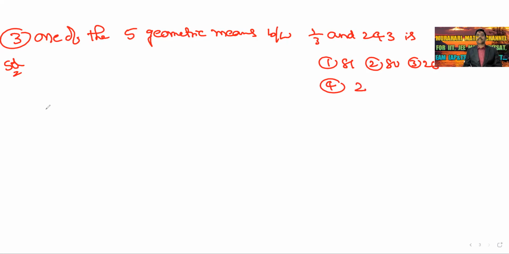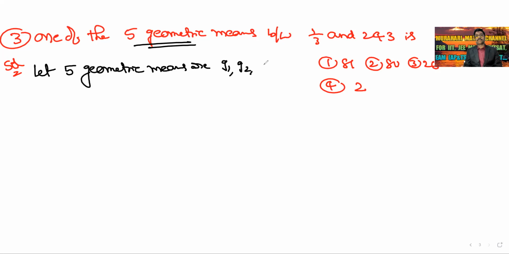Okay, so let us take 5 geometric means. 5 geometric means are G1, G2, G3, G4, G5.